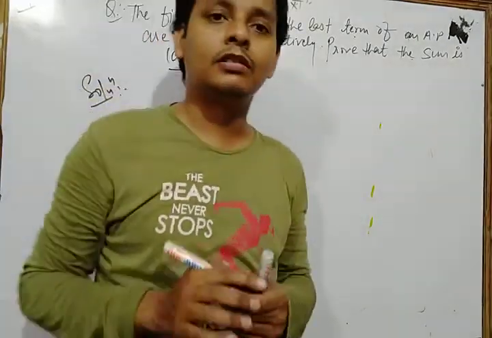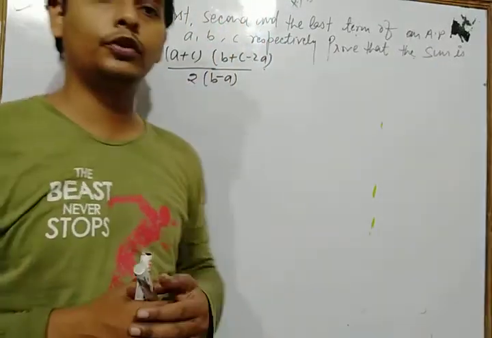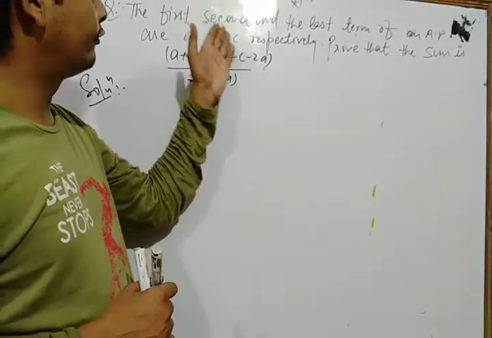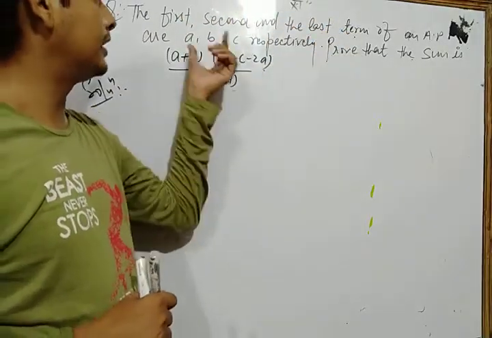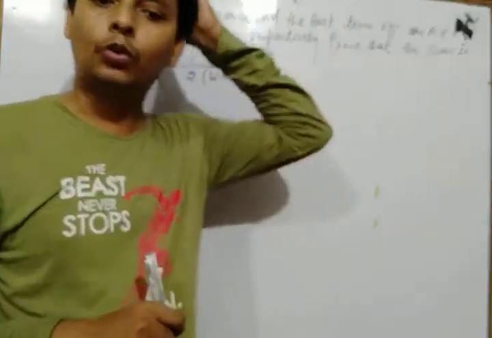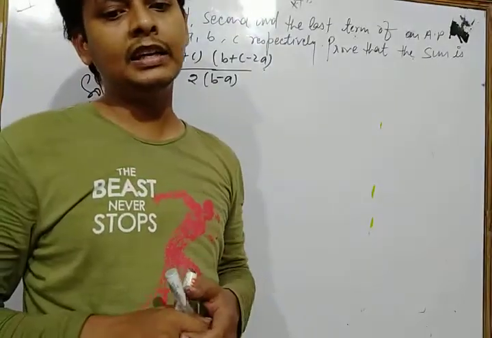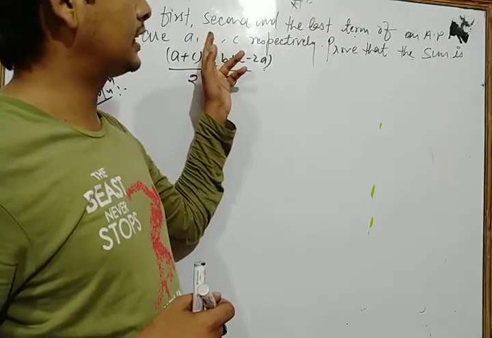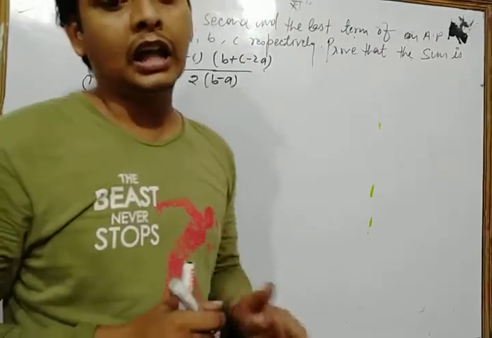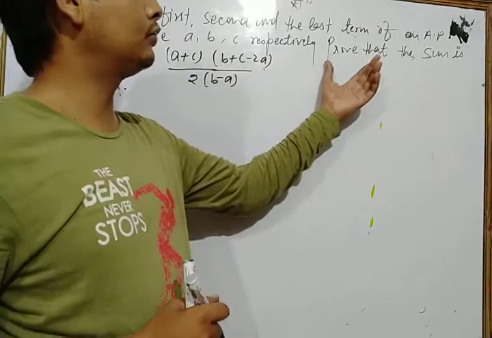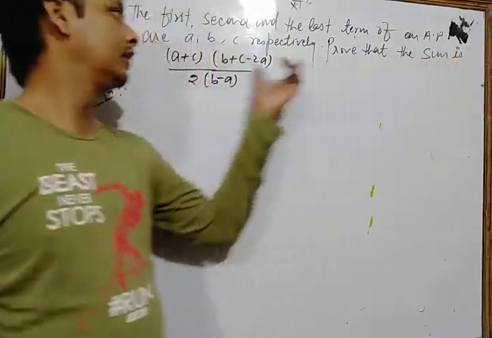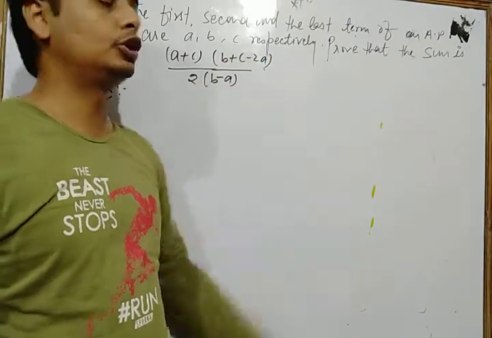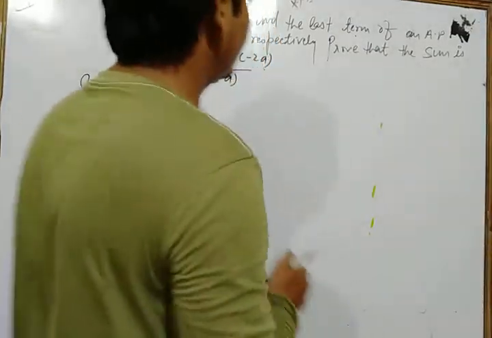Dear students, this is one of the important questions of your NCERT exercise. Let's see here. The first, second and last term of an AP are A, B and C respectively. A is the first term, B is the second term and C is the last term of this AP. Now we have to prove that the sum is A plus C in bracket B plus C minus 2A upon 2 times B minus A. Now let's see its solution.